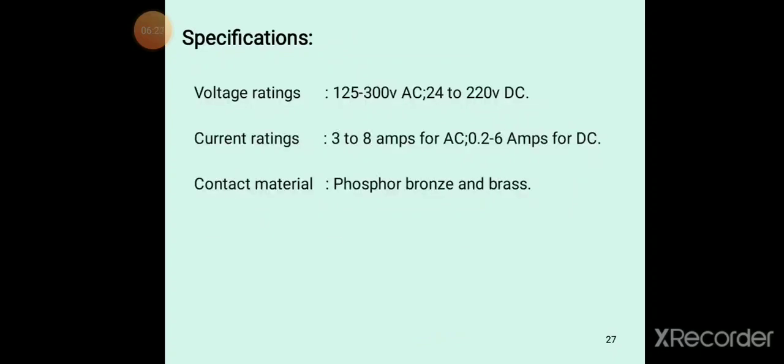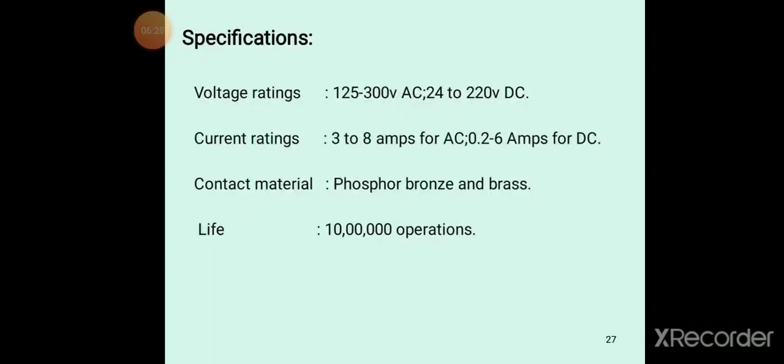Specification: already you know the specifications of the push button: voltage rating, current rating, materials and life. Voltage rating is 125 volts to 300 volts for push buttons. For AC, 24 to 220 volts we use. Current ratings are 3 to 8 amperes for AC and 2 to 6 amperes for DC. Materials used are phosphorus bronze and brass. The life is 10 lakh operations.